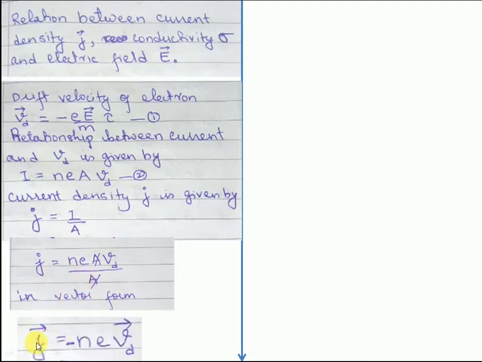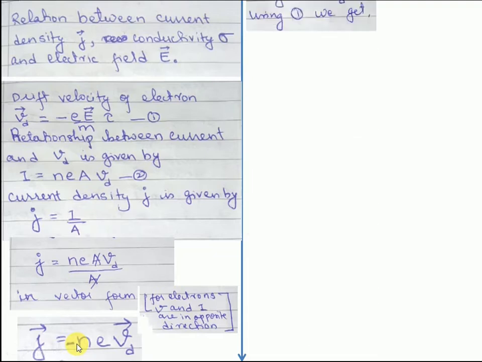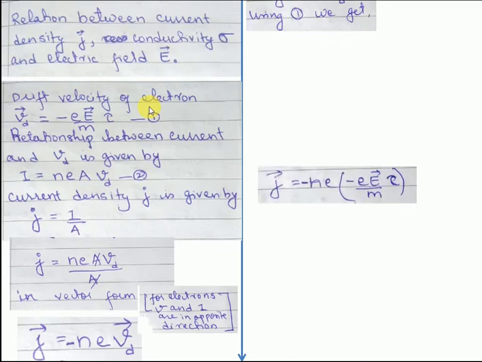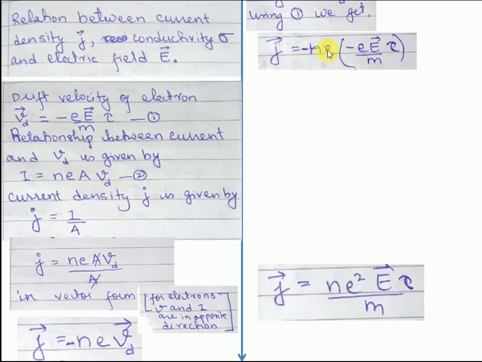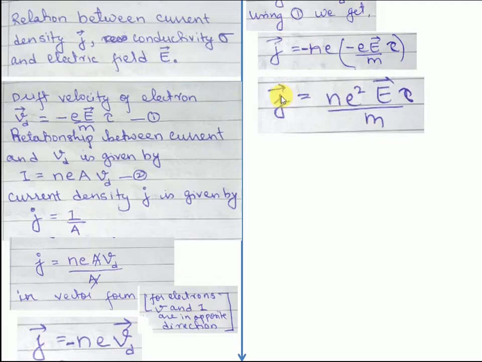So J is equal to minus neVd. For electrons, Vd and I are in opposite directions, that's why I'm writing the minus sign. Now I'll use equation 1, and I'm just putting the value of Vd. So we get this, and I'll multiply this. This is the current density, ne²Eτ by m.